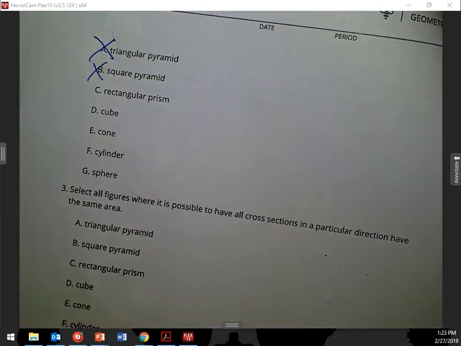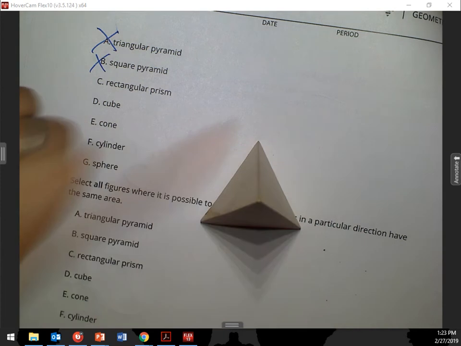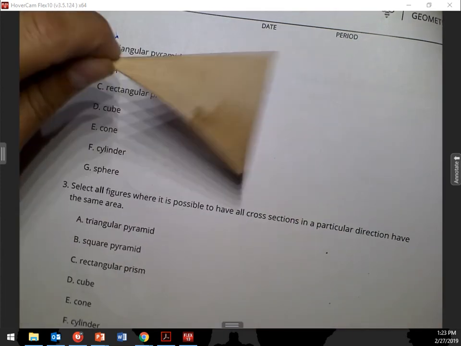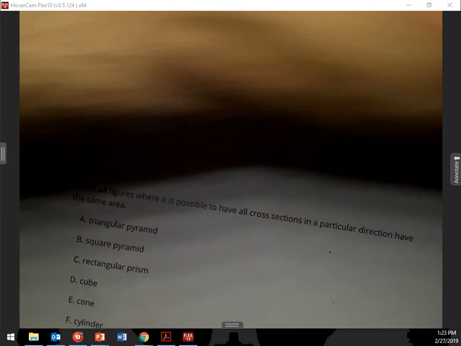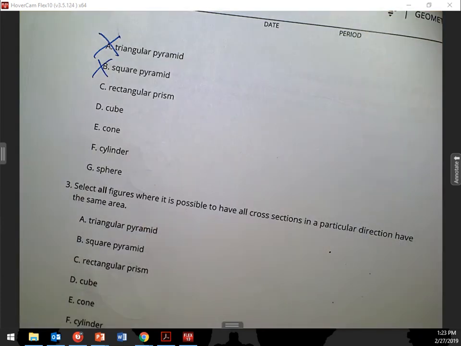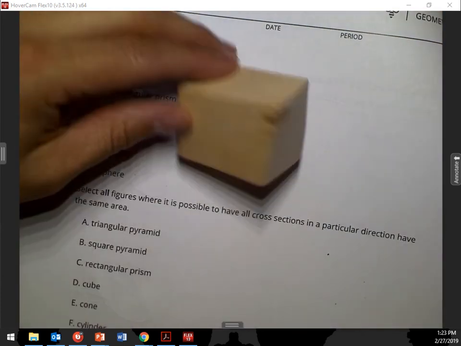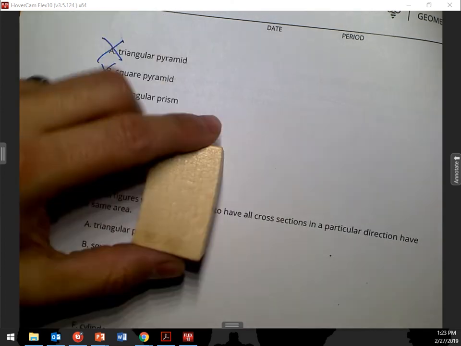Oh, wait, I actually do have a triangular pyramid here. So, triangular pyramid. Anywhere here, I slice it, get a circle? No, of course not. Rectangular prism. Anywhere on here I can slice it to get a circle? Nah.